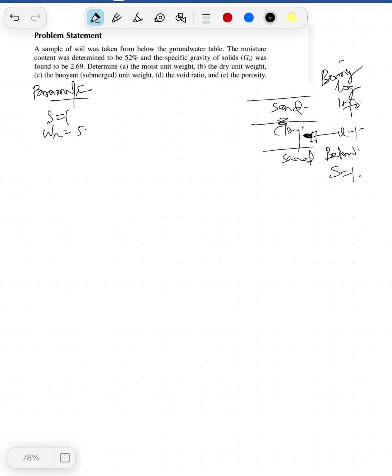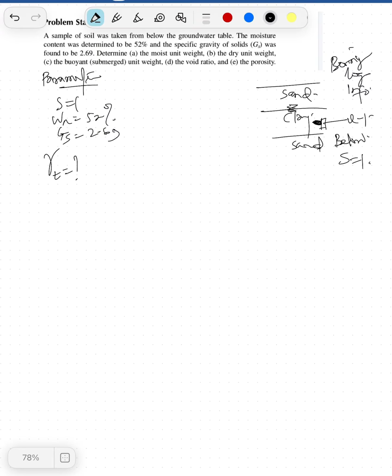The soil's water content is 52%. G, specific gravity, is 2.69. We have to determine the moist unit weight, that is, the total unit weight. If you check your manual, you will see that total unit weight equals unit weight of water times (Gs plus Se) over (1 plus e). That is the total unit weight that we've been asked to find.